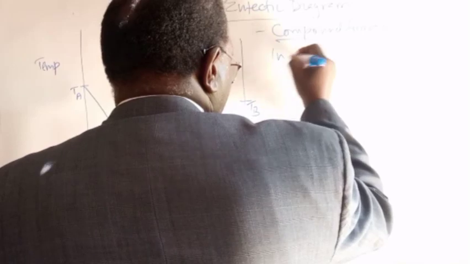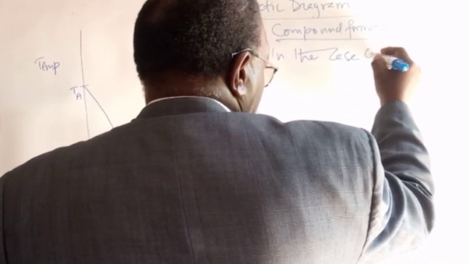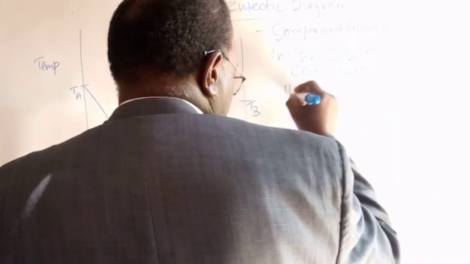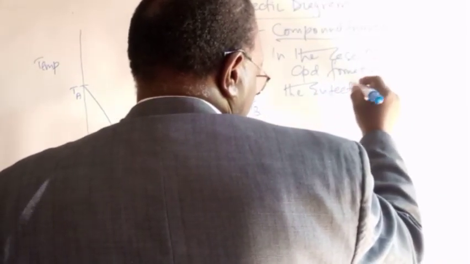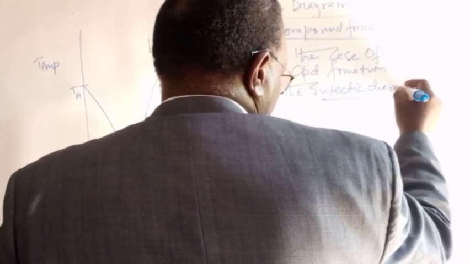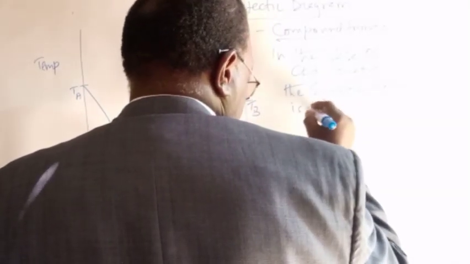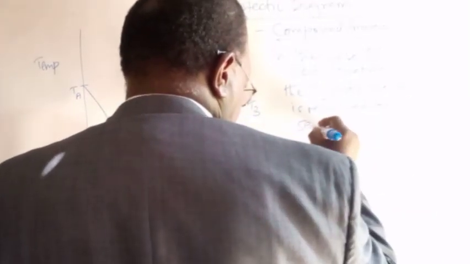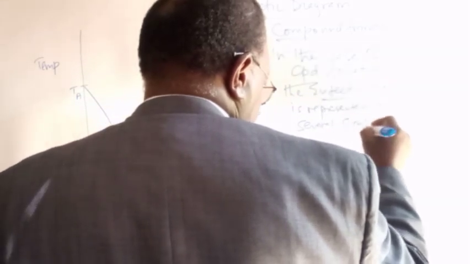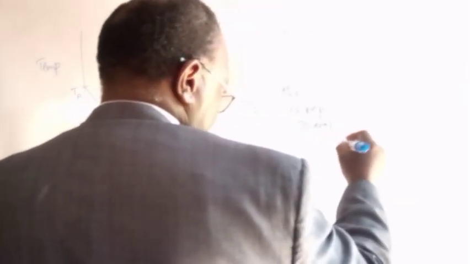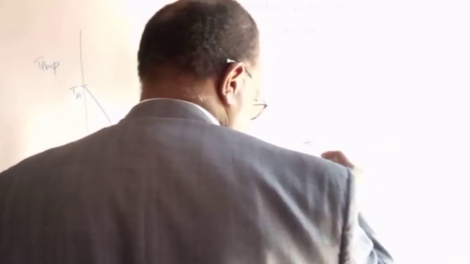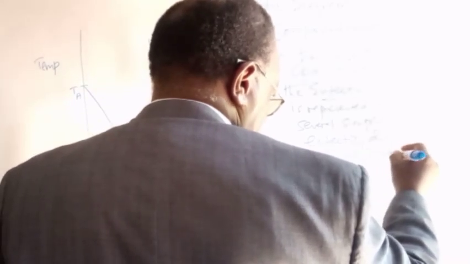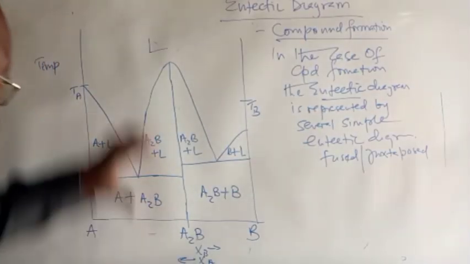So let's just note that in the case of compound formation, the eutectic diagram is represented by several simple eutectic diagrams fused together. Fused or juxtaposed. Very important for us to note that. You have this and you have that.